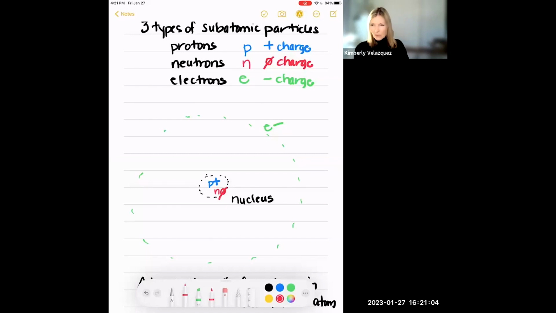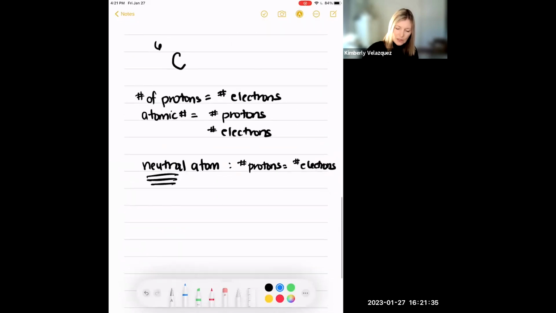So what that means, if you look at the nucleus, it has positively charged particles, and it has particles with no charge. That means the nucleus really has a net positive charge, while orbiting outside the nucleus are these negatively charged electrons. If the number of positively charged particles equals the number of negatively charged, then that means it's neutral. There is no net charge. Let's look at what I mean by that.